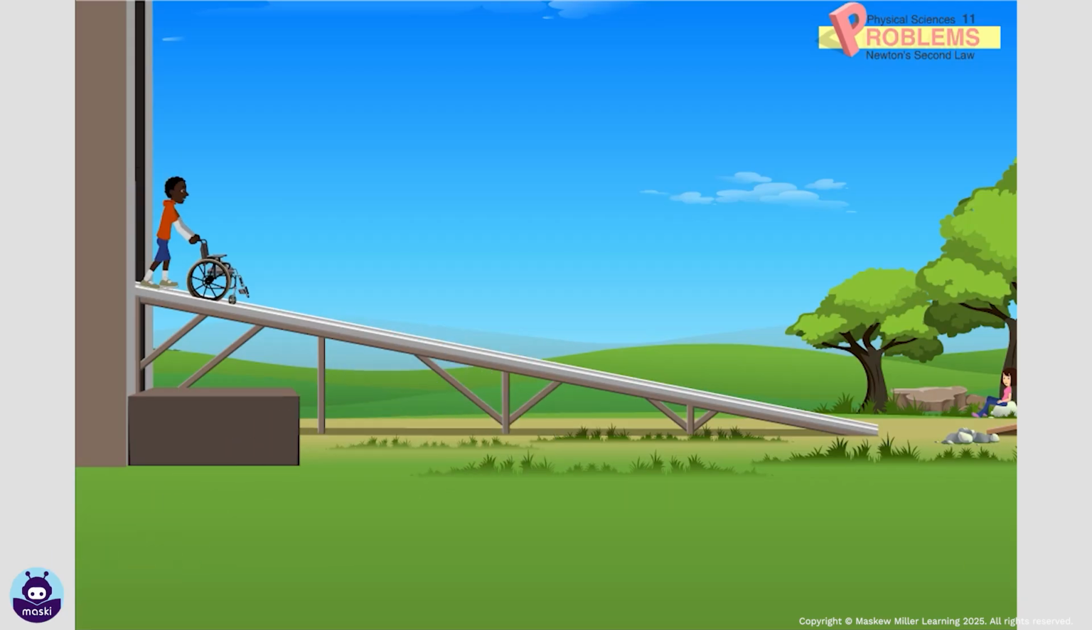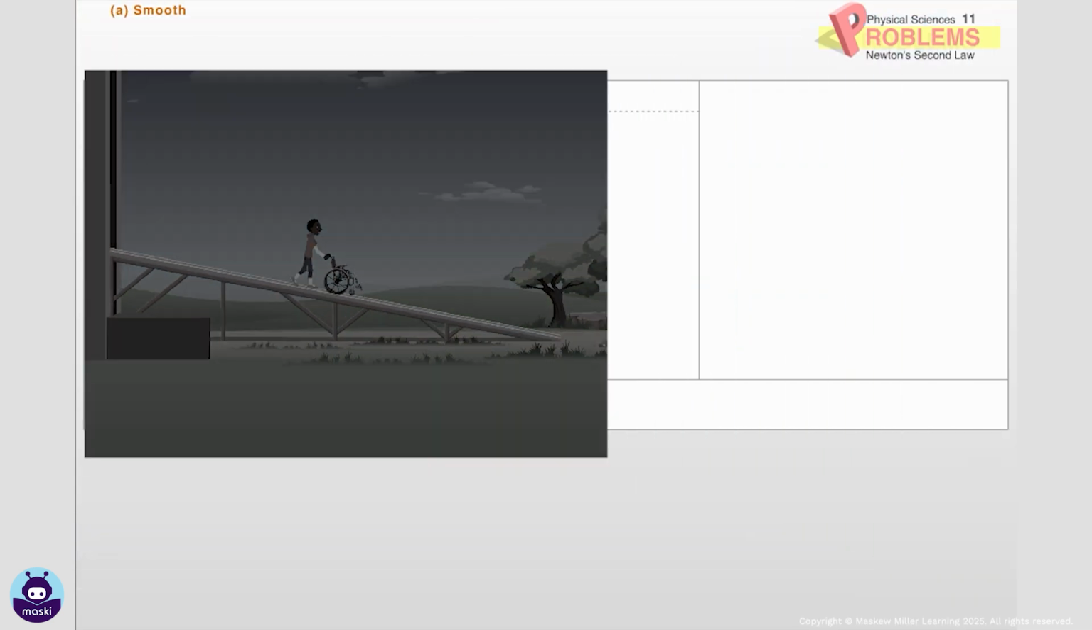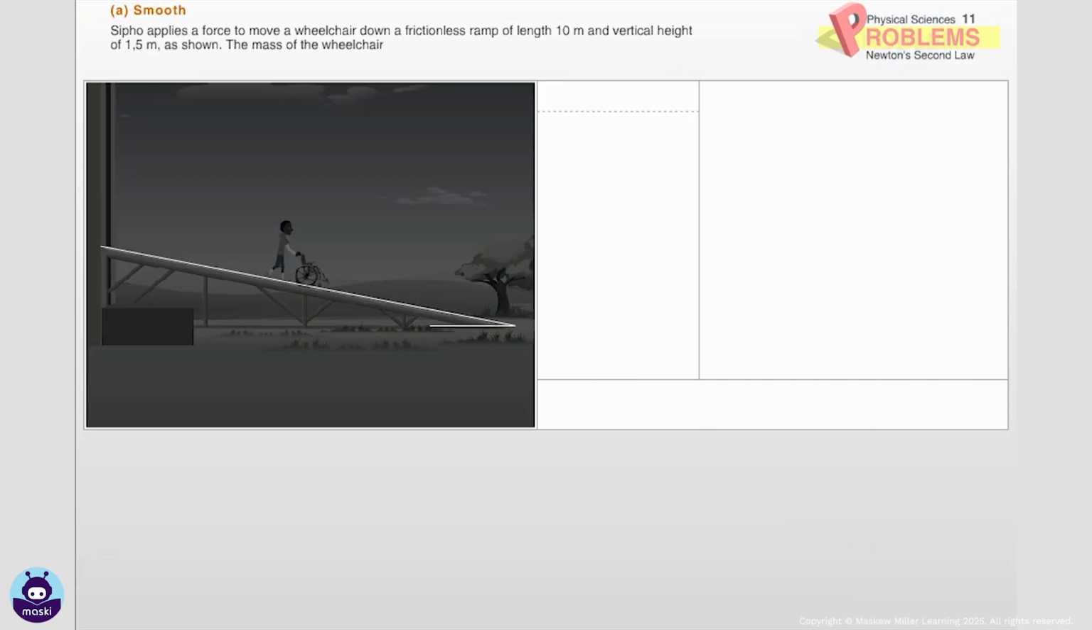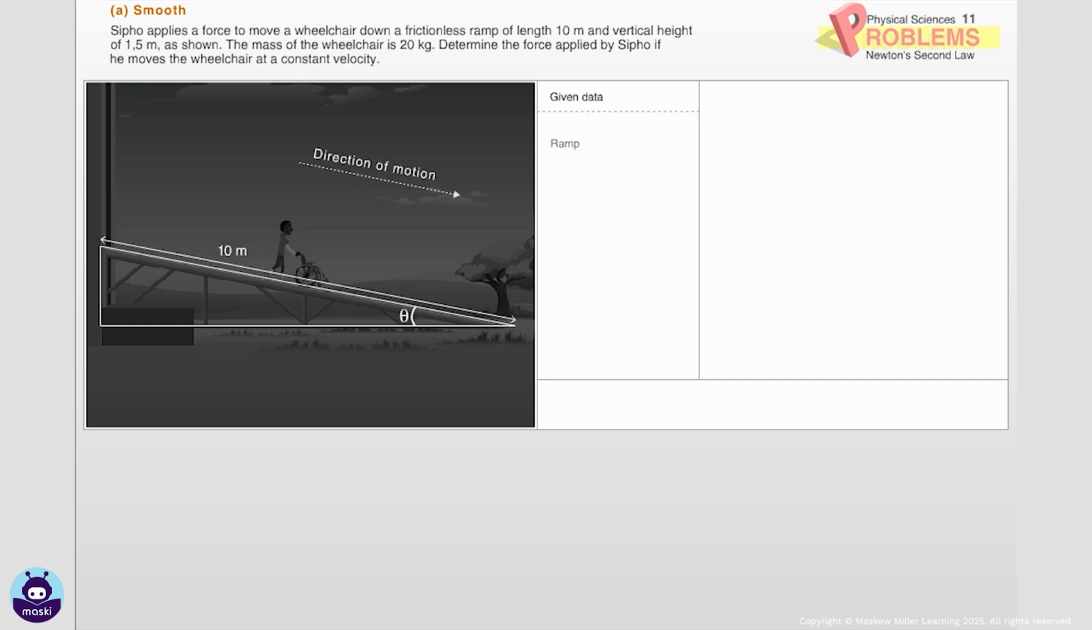Equilibrium situation on inclined surface, smooth. SIPO applies a force to move a wheelchair down a frictionless ramp of length 10 meters and vertical height of 1,5 meters as shown. The mass of the wheelchair is 20 kilograms. Determine the force applied by SIPO if he moves the wheelchair at a constant velocity.